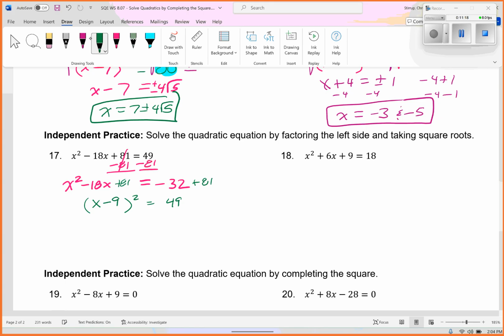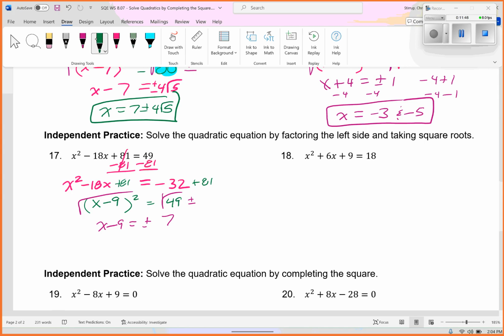Hey, what's special about 49? It's a perfect square. So I'm ready to go root. Root, plus minus. X minus 9 equals plus or minus square root of 49. Square root of 49. Cool. All right. Hey, this one worked out well because, again, I had a perfect square that worked out. So that's a nice problem.